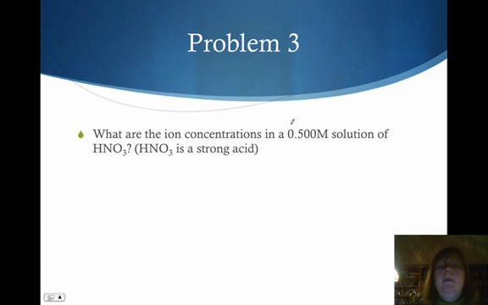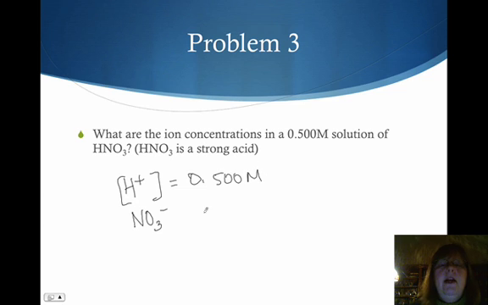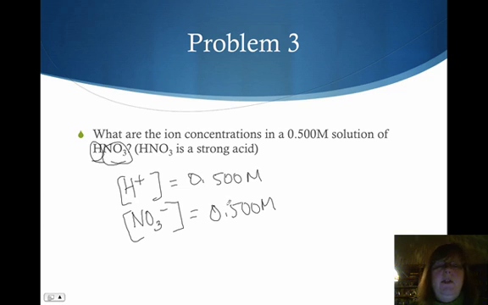Well, let's look at a problem where we have a strong acid, nitric acid. So what are the ions that are in solution? Well, all acids have H+ in solution, and here we have the nitrate as well. It's a 0.5 molar solution. This strong acid completely comes apart. So the square brackets, meaning the molarity of the hydrogen ion, is 0.5 molar, and the nitrate ion is also 0.5 molar. Notice we have 1 nitrate ion. That 3 is part of the formula for nitrate, and we have 1 hydrogen ion.